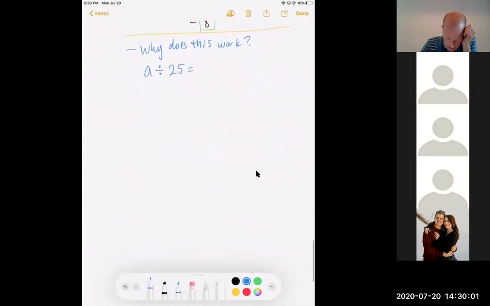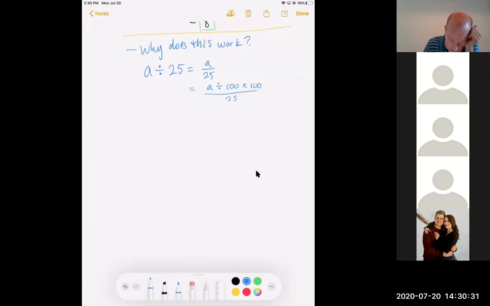Okay, guys are super quiet on this one. But let's go ahead and move on for time's sake. And we're going to say, okay, A divided by 25. We want to divide by 100. So we're going to take our A and put over 25, use fractions to help us. If we want to divide by 100, we need to multiply by 100, put that over 25.